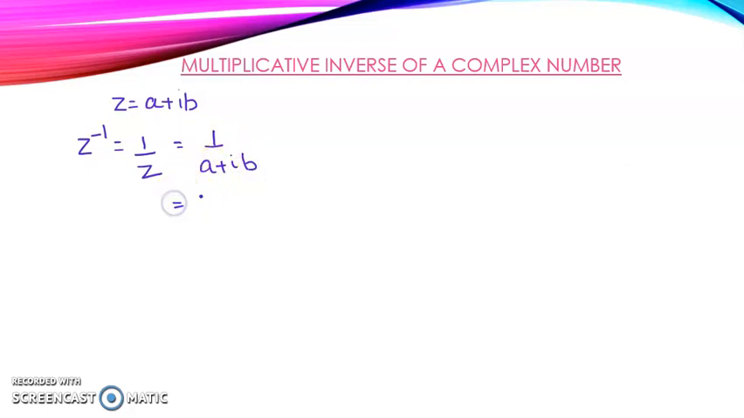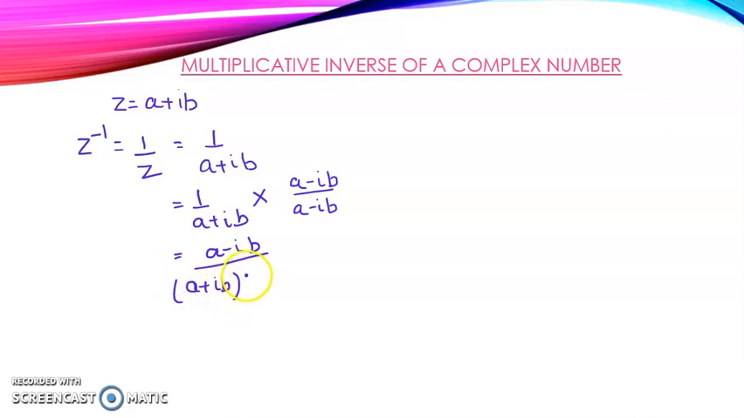Now this 1 upon a plus ib, if I multiply and divide by the conjugate, so what is conjugate of a complex number, students? I explained you. The sign of the imaginary part of a complex number will be changed. So a minus ib upon a minus ib, right? I am multiplying and dividing by the conjugate of this complex number. So this is equal to a minus ib upon a plus ib into a minus ib, right, students?